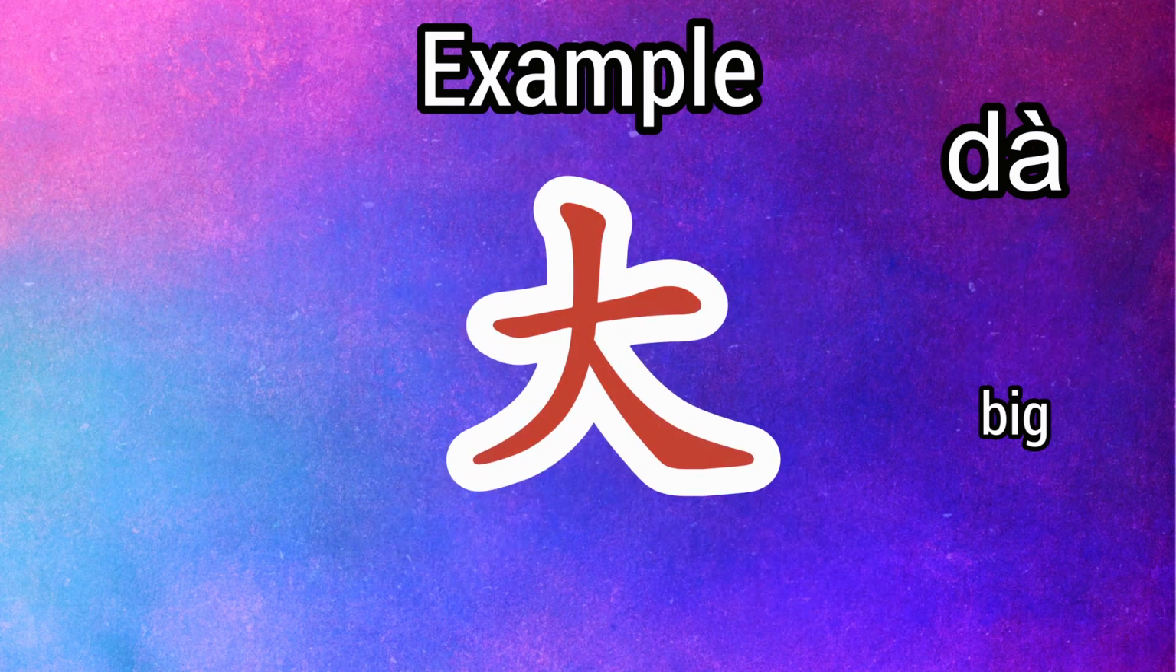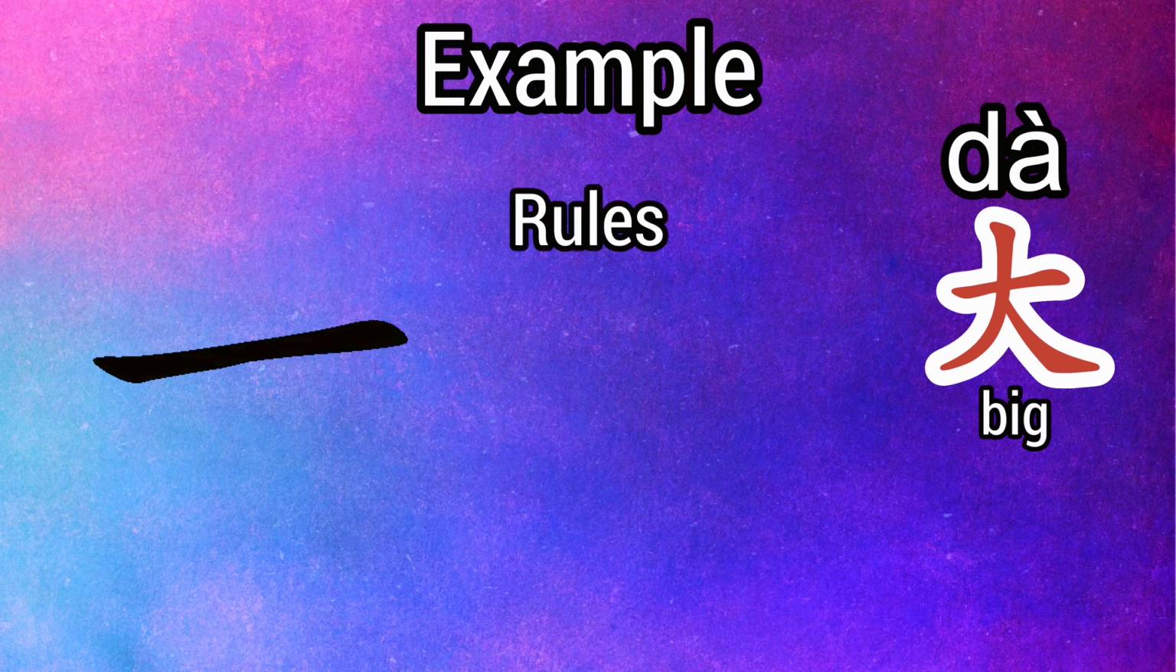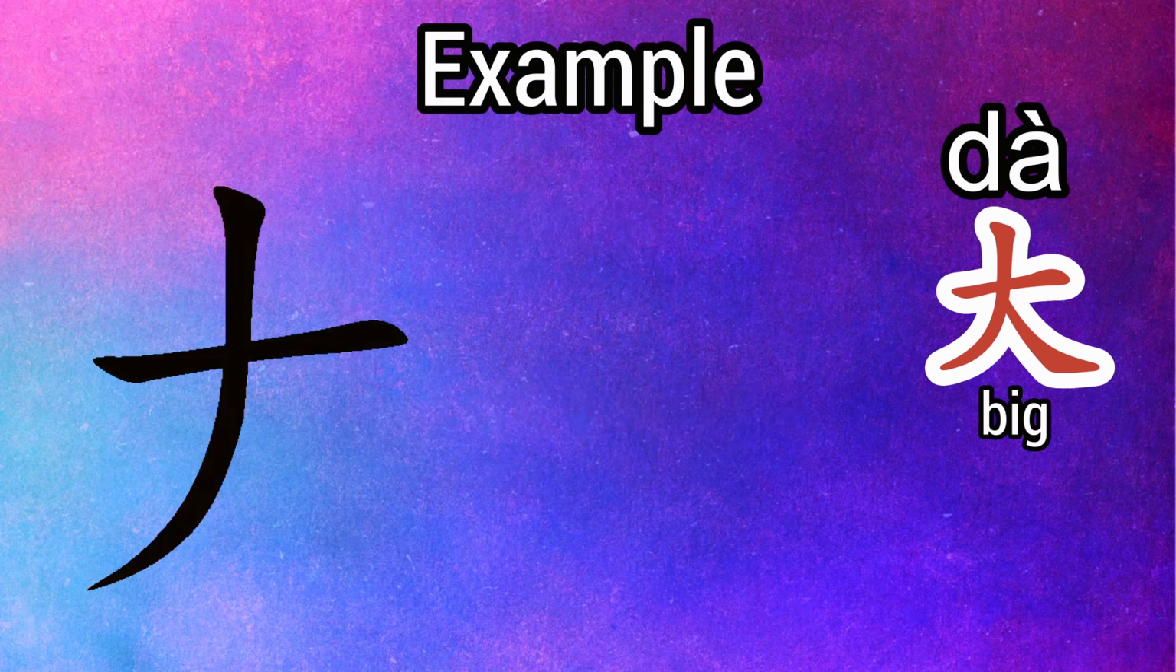There is also a horizontal, so we need to write the horizontal first. And then we need to follow the basic rules, from left to right. Left falling, and then right falling. Do you get it? After we know the rules of writing Chinese characters, then we can actually write them.